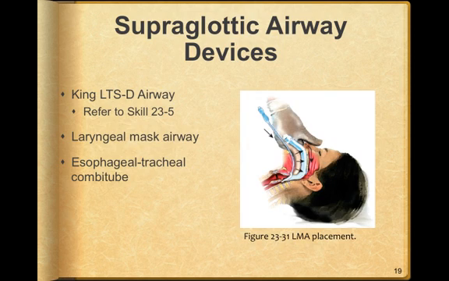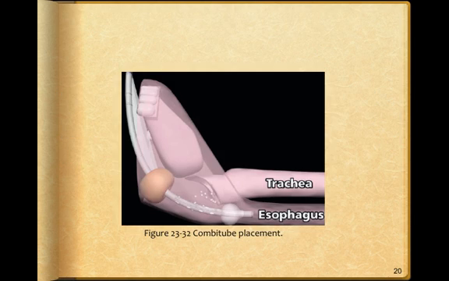Supraglottic airway devices are things like the King LTS-D airway, and this is skill 23.5, the laryngeal mask airway, and the esophageal tracheal combi tube. As far as LMA placement goes, we essentially get it down into the back of the throat. Tongue depressors work good. Fingers also work good, but again, be careful. This here is the Combitube and its placement, and there's a bunch of holes in here. Once these balloons are inflated appropriately and the tube is ventilated, air will go into the trachea and cause rise and fall of the chest.